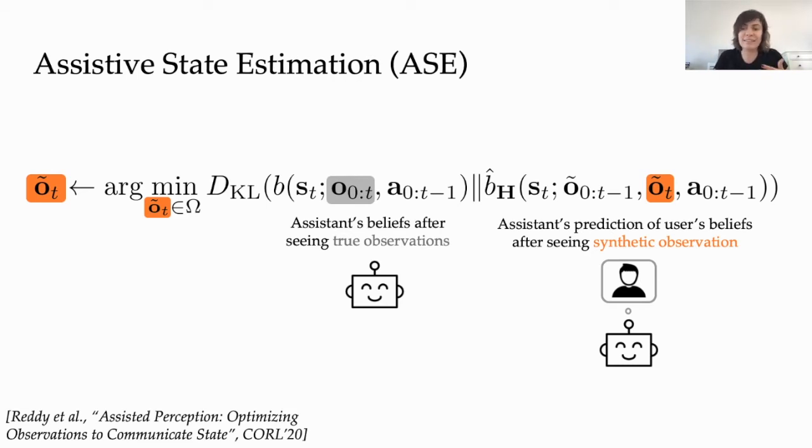Now, why is the assistant's belief the target here? Why is that the holy grail? Well, because robots don't suffer from information overload. They can apply Bayes' rule correctly. And so, of course, they don't know exactly the state, but they have the correct belief about the state given all the observations that they received. And so we're trying to minimize the KL divergence between what the user ends up with and what the robot ends up with.